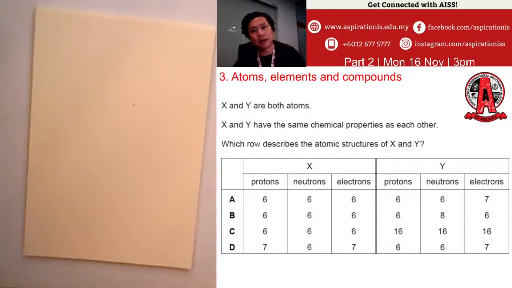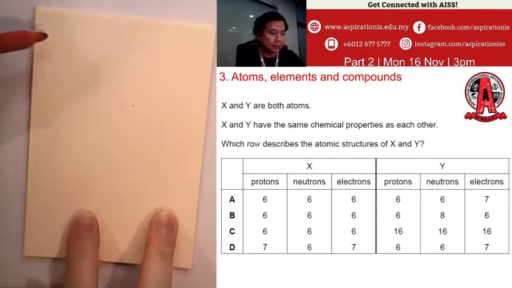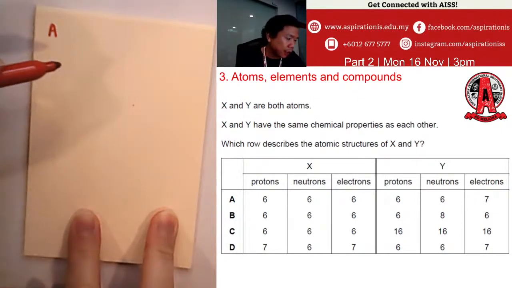Now, when they are asking for chemical properties, you need to know that chemical properties depend mainly on the valence electrons. If you've got more choices, like you have been given the protons and the neutrons, then it's of course very good to also get the same proton number. So the electrons must be the same. That's the first thing you are looking at.